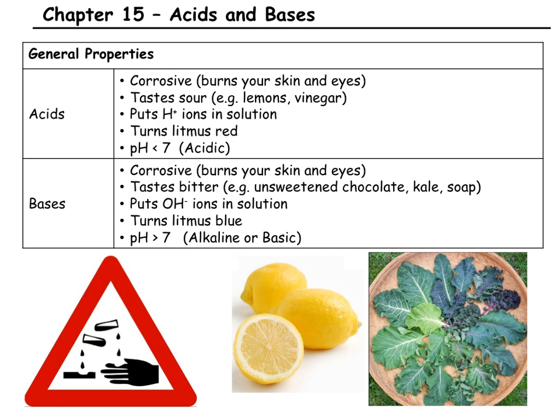Next on our list, it says that acids put H plus ions into a solution. Bases put OH minus ions into solution. All right, we just talked about that. That's kind of our definition of acid. Next, it says acids turn litmus red, and bases turn litmus blue. Now, what is litmus? Litmus is an indicator. It's a chemical that changes color depending on whether it's put into an acid or a base. All right, remember this. Litmus is red in acid. Litmus is blue in base.